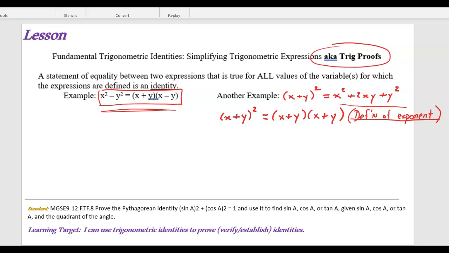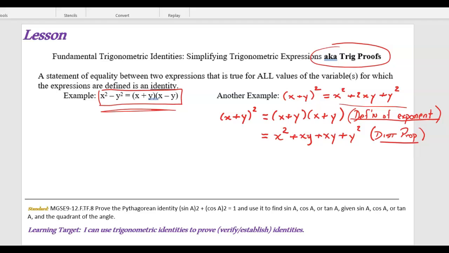Then, I can distribute. So x times x is x squared. X times y is xy. Y times x is also xy. And then y times y is y squared. Now here's where we can argue what this is called. I call this the distributive property, dist prop. So you can underline it, you can put it in parentheses.